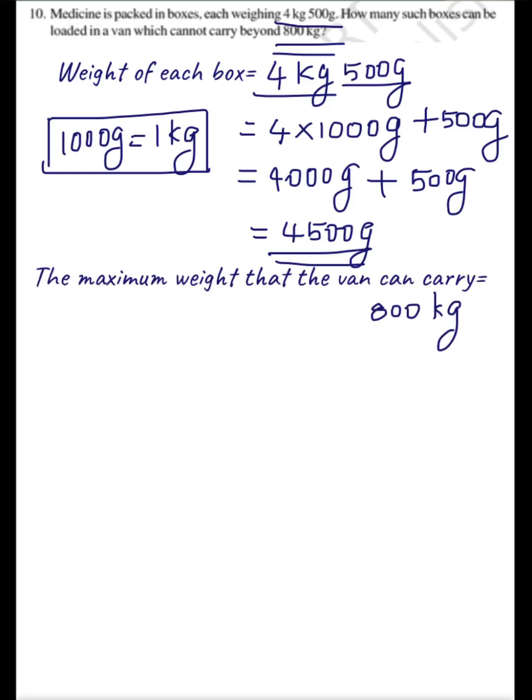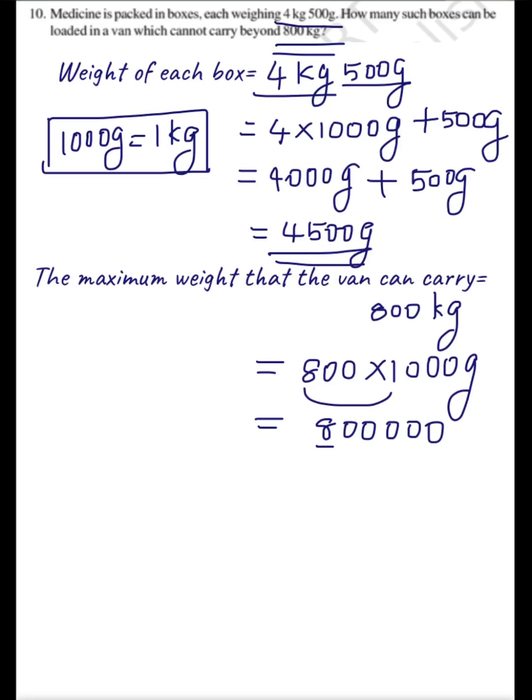So let's convert this 800 kilograms to grams. That means you have to multiply this 800 by 1000 so that it gets converted to grams. Now what is 800 into 1000? 8 into 1 is 8, and then three zeros and two more zeros. So this will be the answer, so that it gets converted to grams.